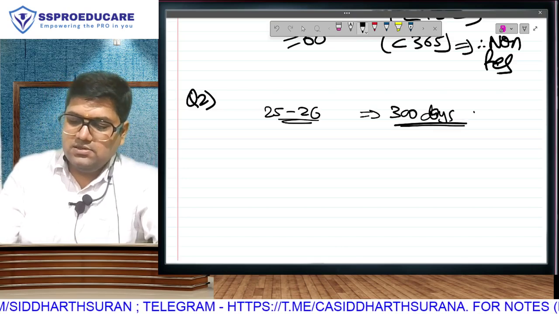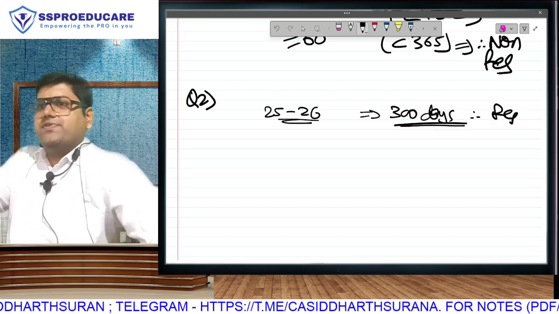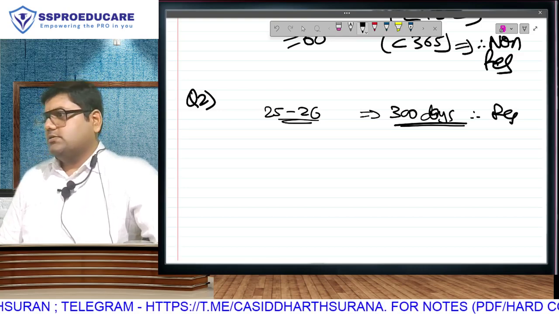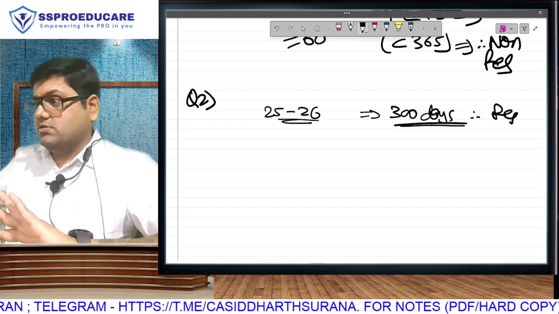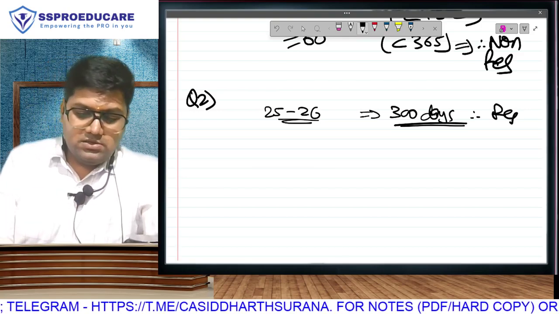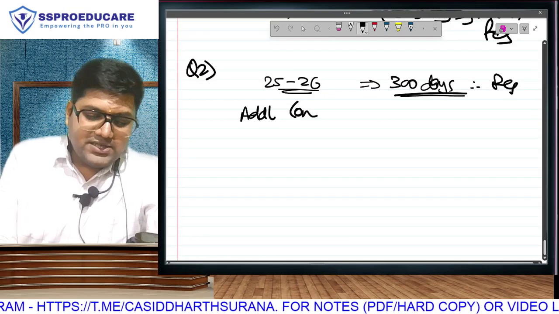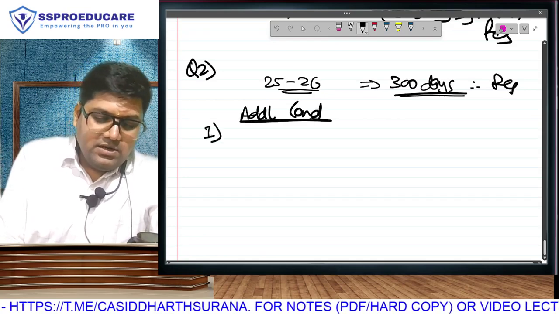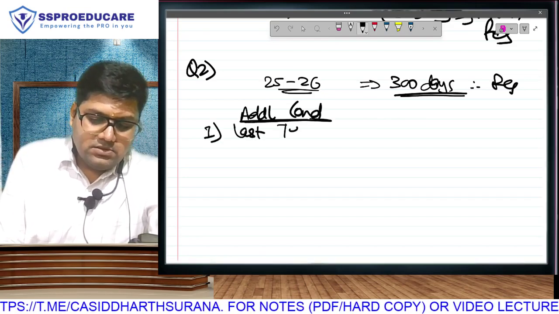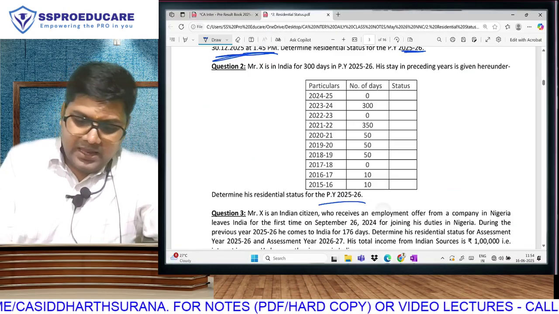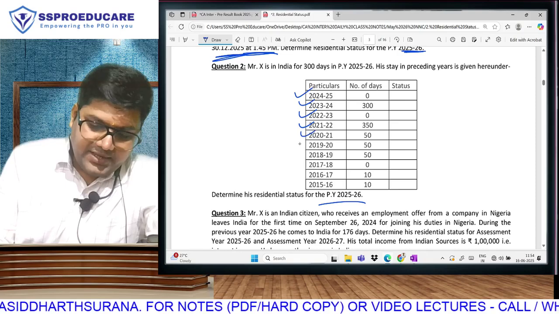300 days. Therefore, once 182 is crossed, thereafter you're not interested in anything else. But this is done, no? Now we will go and check ROR and RNOR. Additional conditions. For additional conditions, 1. Last 7 years. We will check. 1, 2, 3, 4, 5, 6, 7.